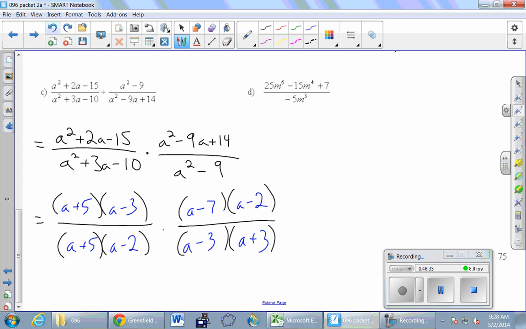But I would like you to cancel whatever you can cancel. So once you've got all those copied, go ahead and get rid of any fancy forms of 1. And if you need to bring in a negative 1 someplace, then do so.